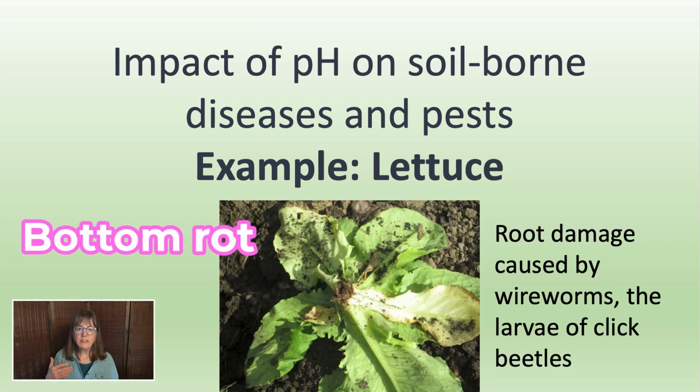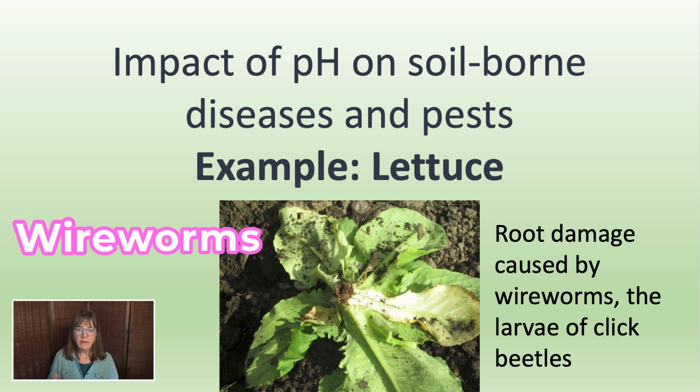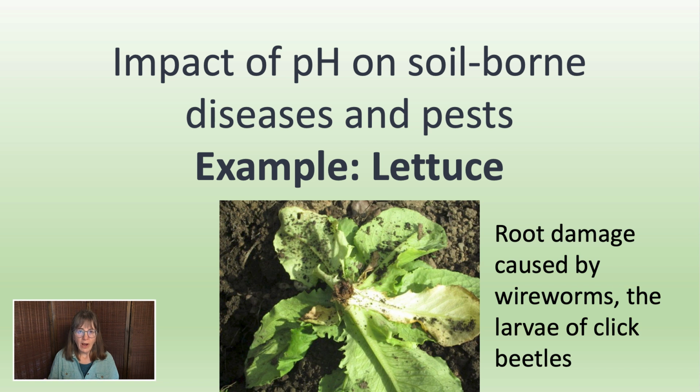Bottom rot, caused by a fungus, is a soil-borne disease that affects lettuce plants. It thrives in slightly acidic soils, and your solution, you can guess, raise the soil pH to more alkaline levels. Raising the pH also helps deter wireworms. This is the larva of click beetles. These worms feed on lettuce roots, causing damage and stunted growth. By the way, wireworms also feed on many other plants, including carrots and potatoes.